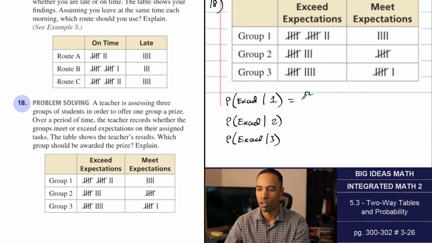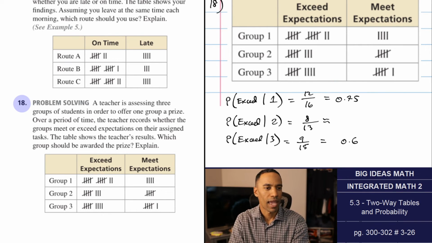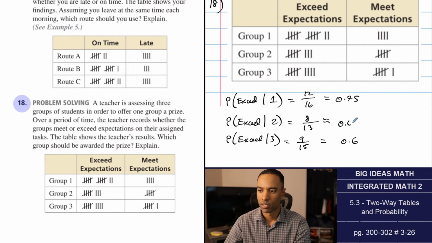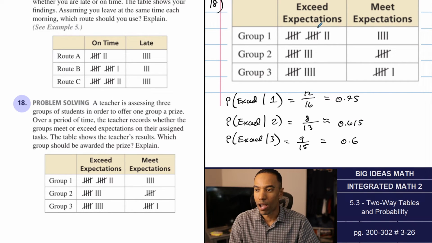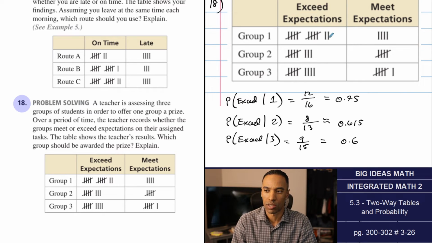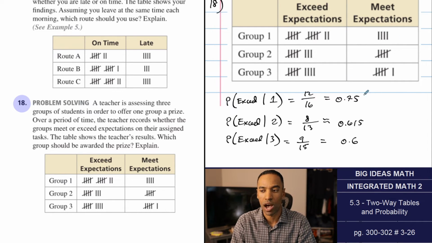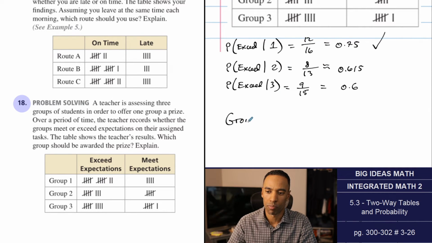So here we'll do 12 out of 12 plus 4, 16. That's 0.75. In this one we'll do 8 out of that 13, yet to be determined. And here we'll do 9 out of 15. 9 out of 15 is 3/5. That's 0.6. It's not going to be that one. 8 out of 13 is 0.615. So group 1 not only exceeded expectations most of the time, but they also did most often. So that is a good reason to be choosing group 1. Group 1 should be awarded top prize.